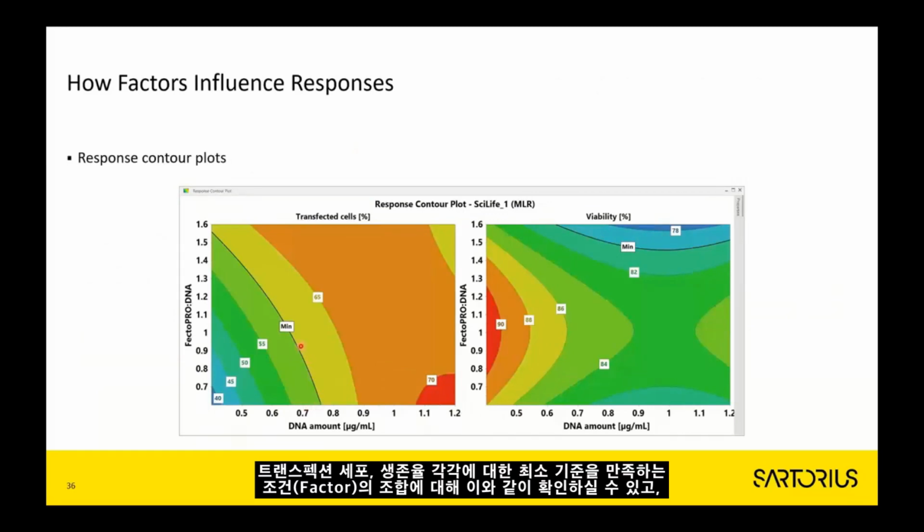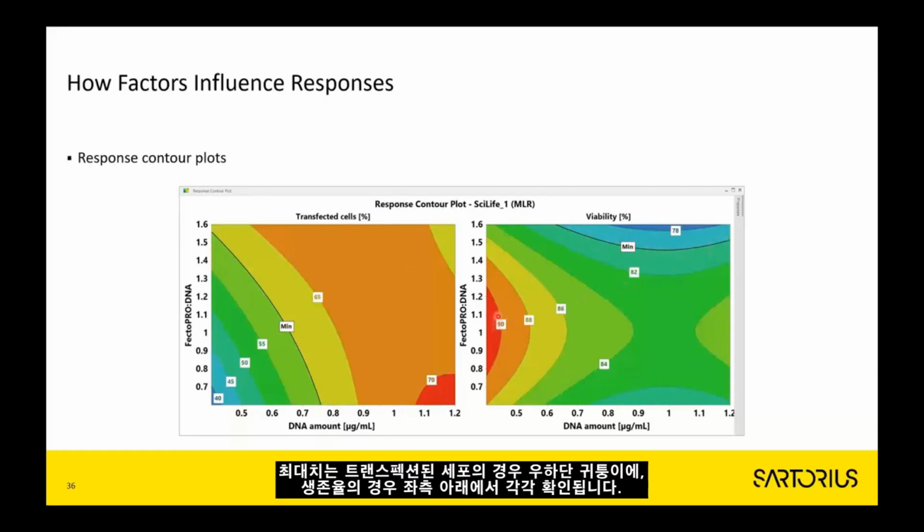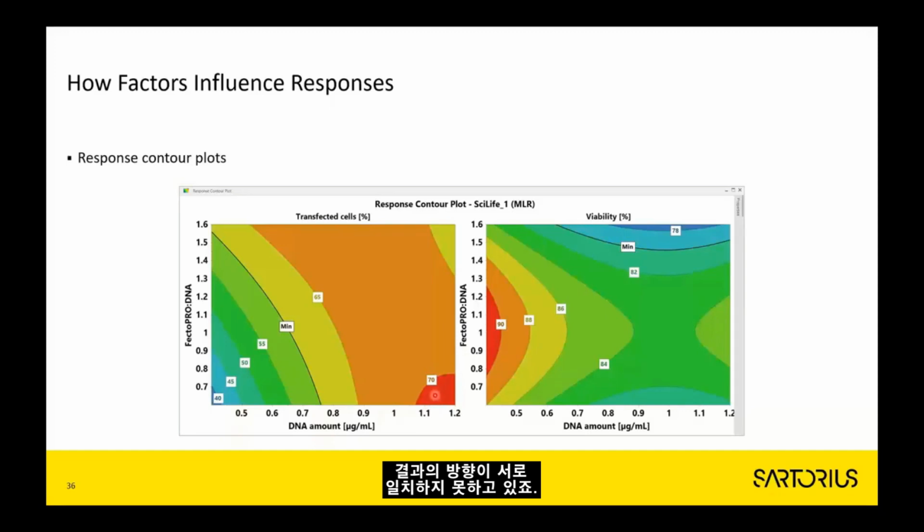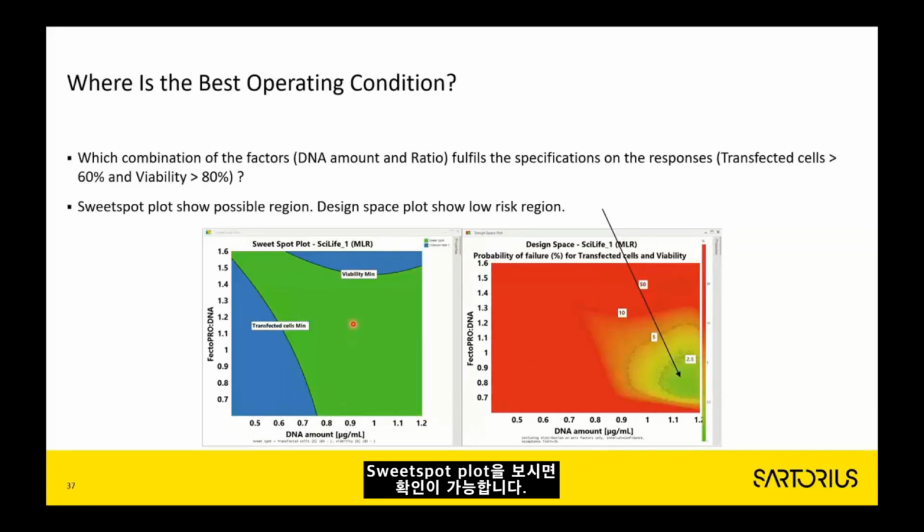So here we have the minimum setting for transfected cells, and here we have the minimum for viability. Highest viability is here in the left-hand part, and highest transfected cells is over here. So they are conflicting, they are not harmonizing. So it means we must find a compromise where there is a low risk of failing to comply with the specifications of being above 60 and above 80. That means we can look at a sweet spot plot.